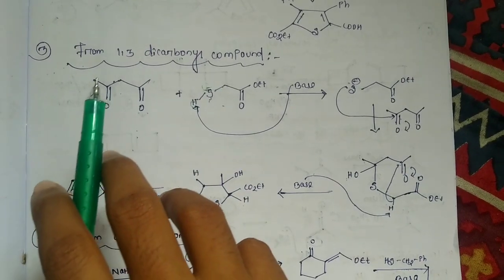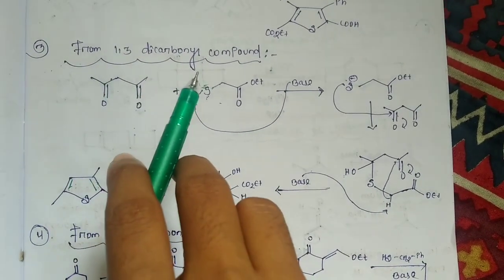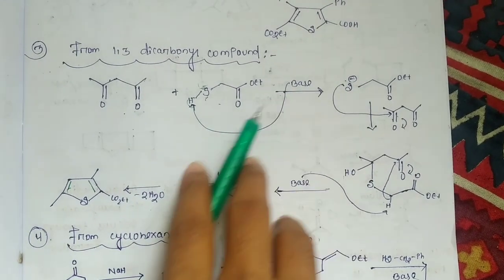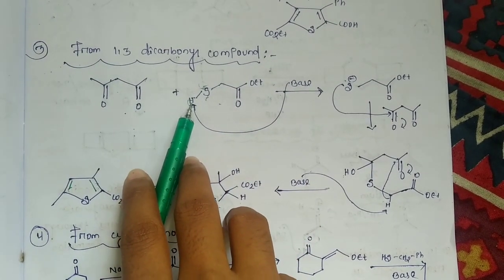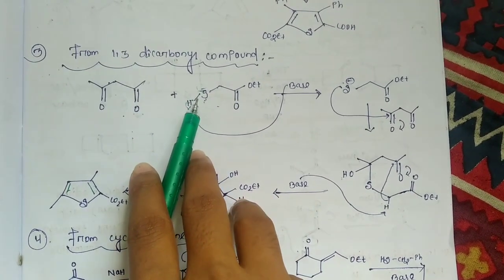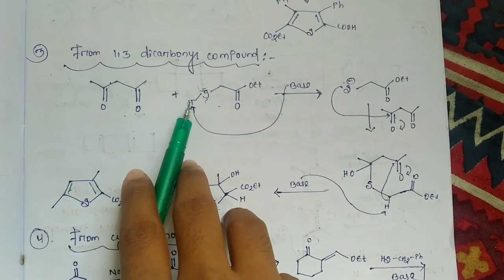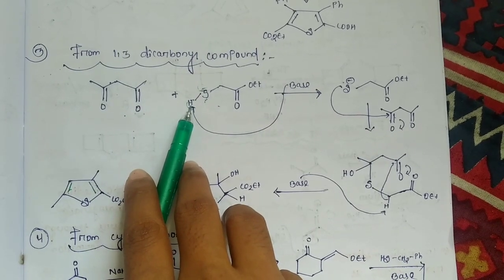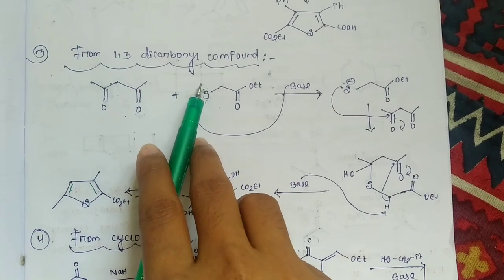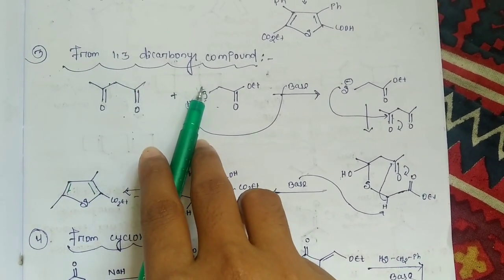This is the synthesis of thiophene from a 1,3-dicarbonyl compound. This is the 1,3-dicarbonyl compound. Base abstracts the proton from here because the negative charge on sulfur is more stable. So this is the more acidic hydrogen. So base abstracts the proton from here. A negative charge is generated on sulfur.